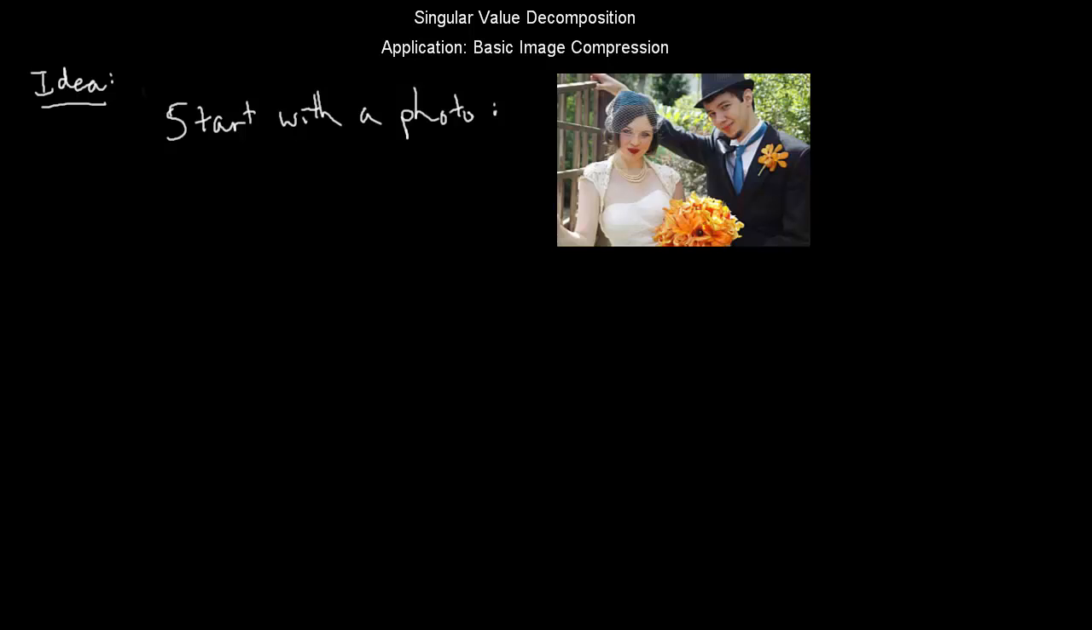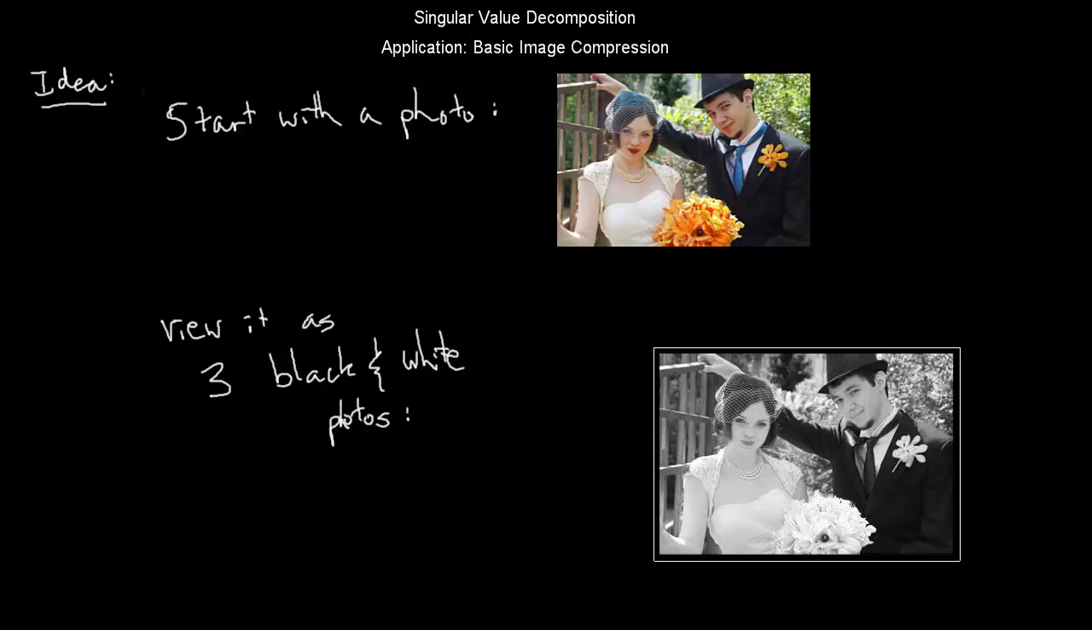So let's take a detour. Let's talk about an application of this algorithm to image compression. So the idea is that you should start with a photograph, let's say this one, which I found in my Dropbox. And you should view it as 3 different black and white photographs. So these are RGB values. You can just decompose it into 3. It's a sum of 3 photographs. There. That's a representative black and white photo.